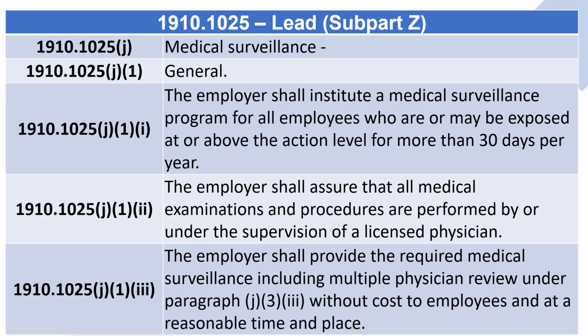1910.1025(j) Medical surveillance. 1910.1025(j)(1) General. 1910.1025(j)(1)(i) through 1910.1025(j)(1)(iii). The employer shall institute a medical surveillance program for all employees who are or may be exposed at or above the action level for more than 30 days per year.